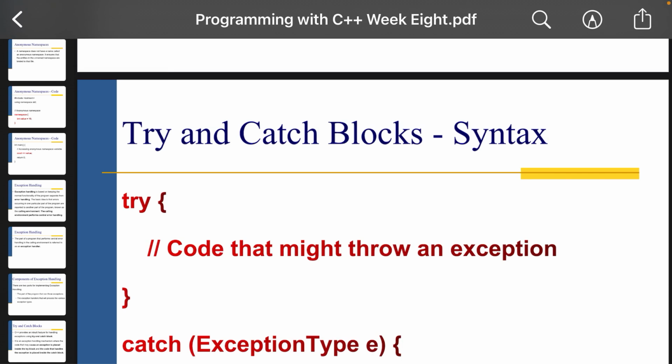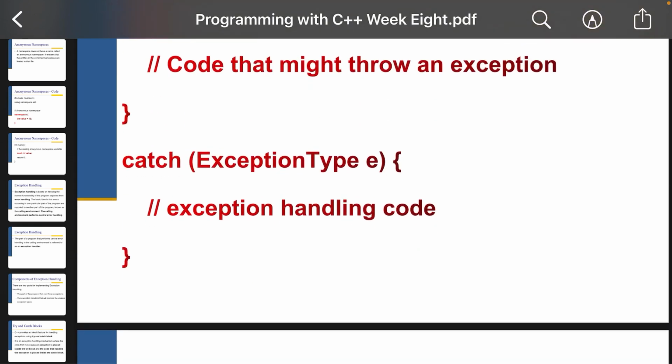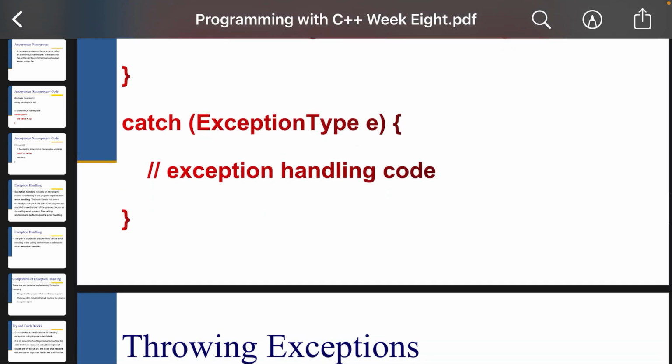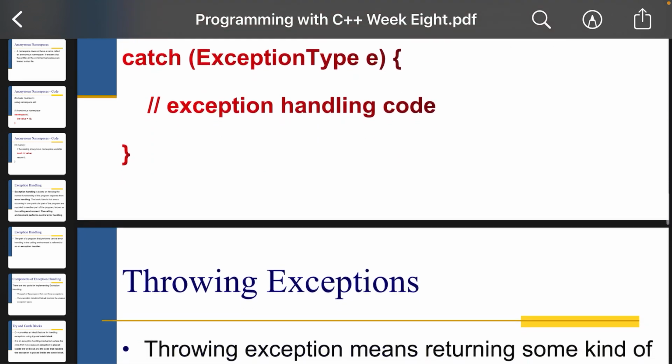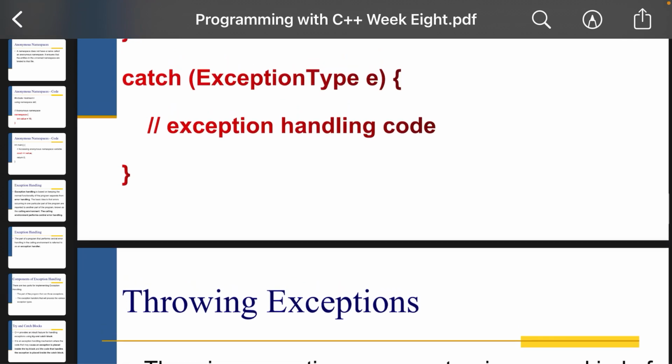So the try and catch block syntax. You bring your try, then you bring your curly brace, code that might throw an exception, and this is how the catch looks. Then you bring your parentheses, exception types. Then you bring your curly brace, then you write your code.